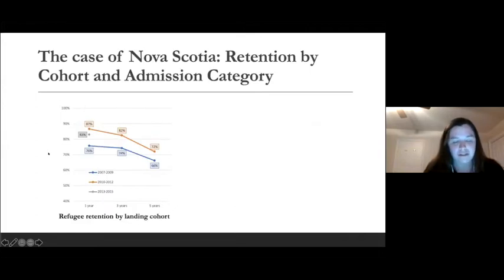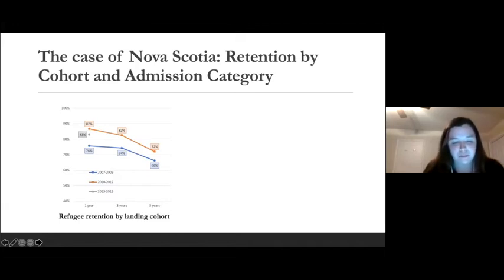But just to give you a better sense of how these outcomes can vary in different provinces, we're also going to show you what retention looks like in Nova Scotia. So as you can see, in Nova Scotia, there are some more differences between the cohorts and lower retention rates overall. Lower retention has been a long-standing issue in Atlantic Canada due to its smaller economy and lack of major urban centers. But we do also see signs of increased retention over time.